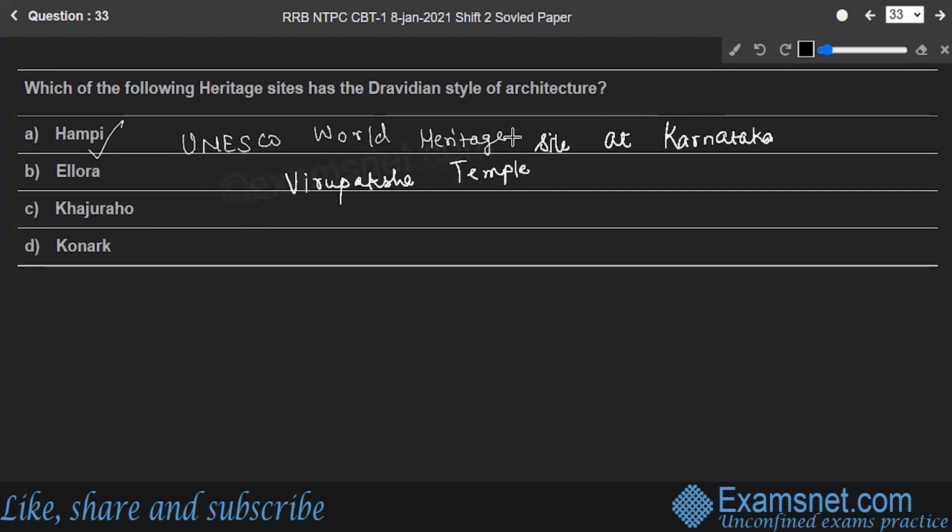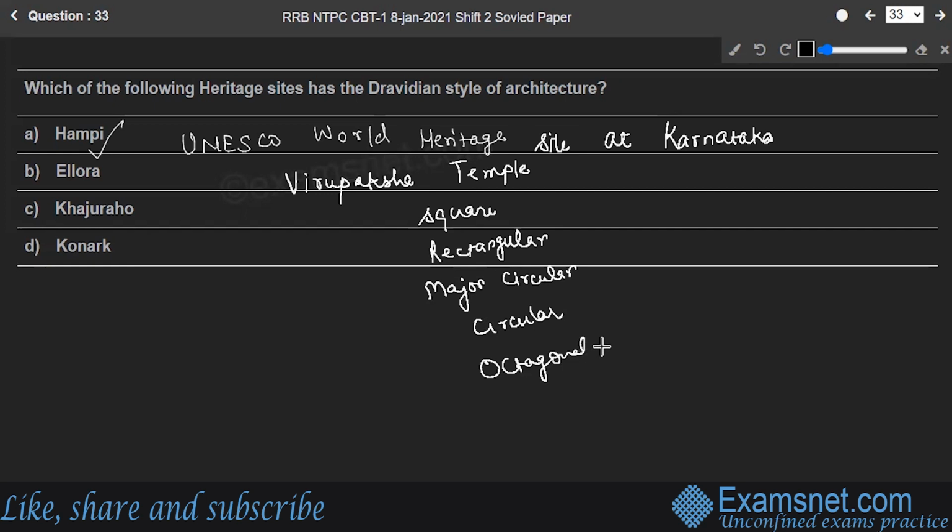The Dravida style of architecture is an architectural idiom that emerged from the southern part of the Indian subcontinent, or South India. The temples under Dravida style were constructed in 5 different shapes, which were square, rectangular, circular, major circular, and octagonal shape. So we have option A, Hampi, as the correct answer.